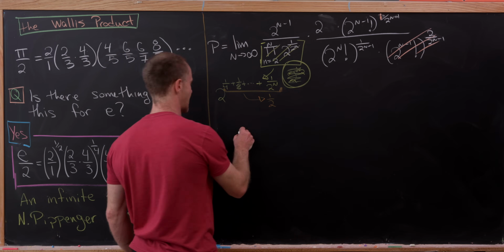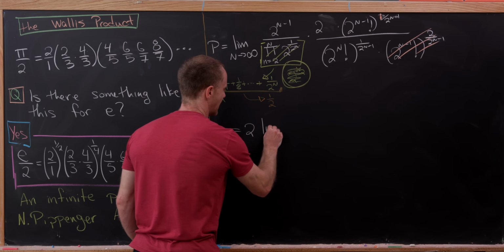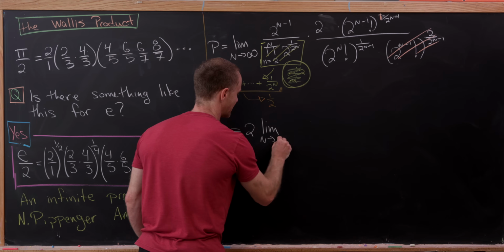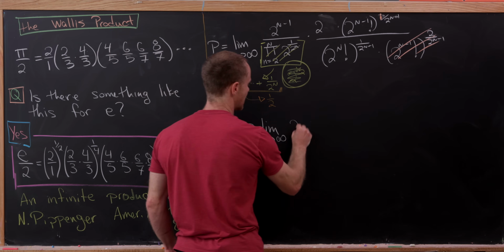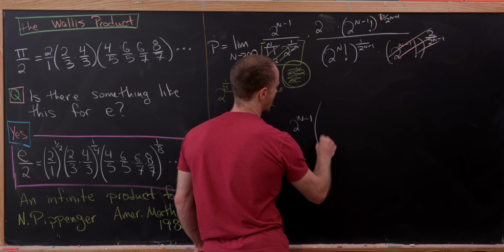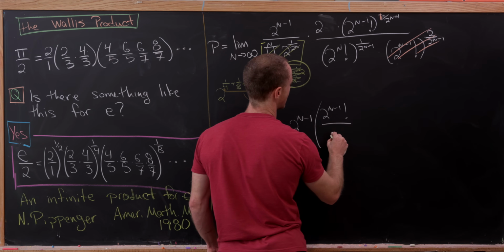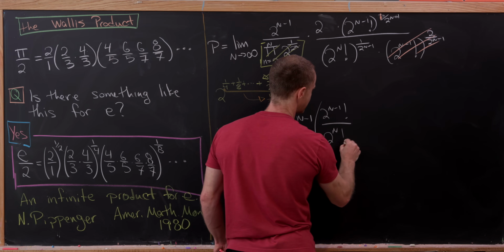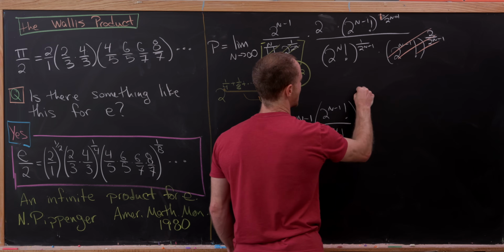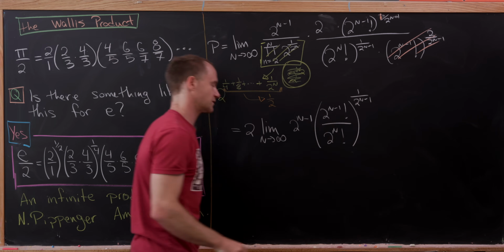Okay, so let's see what we have. So this is going to be equal to 2. I'll take this 2 out. And then the limit as capital N approaches infinity of 2^n minus 1. And now we have (2^n minus 1)! over (2^n)! raised to the power 1 over 2^n minus 1.